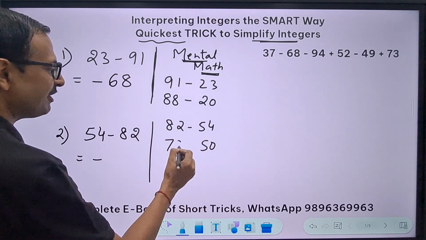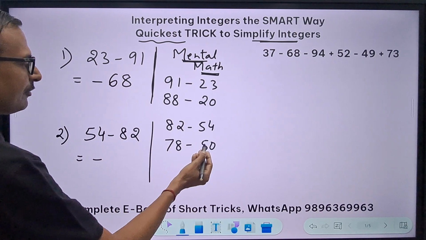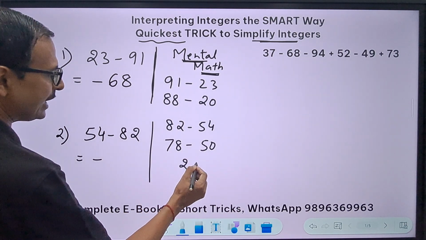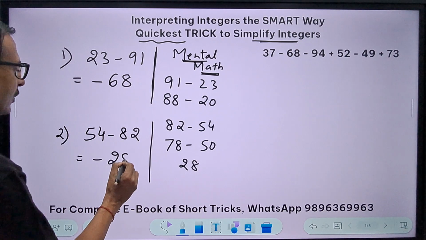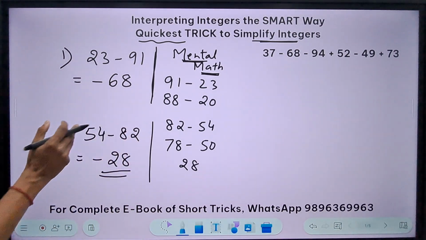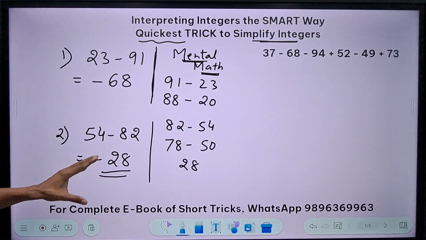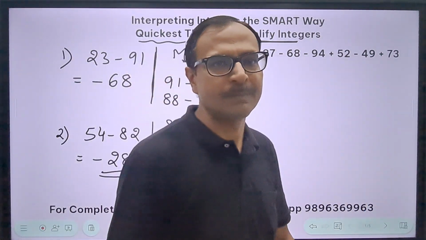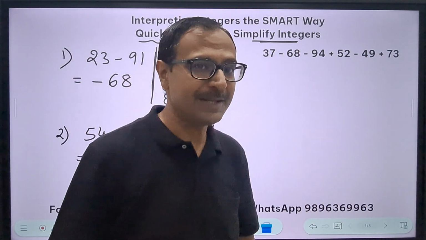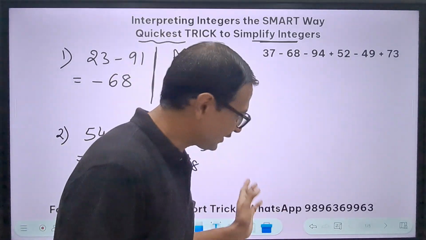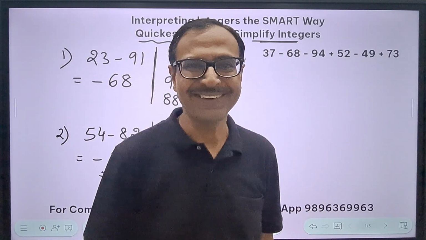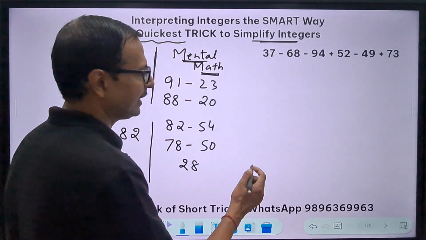So 4 less means 78, and coming 50 down is like 7 minus 5, 2, so 28, and negative 28 will be your answer. So how much time are you going to take to process this in your mind? I think this will take maybe 2 to 3 seconds. And if you develop that tendency, I tell you, the subsequent slides which are coming up now, you are going to enjoy everything. Okay, let's take one more example and then we'll move on.